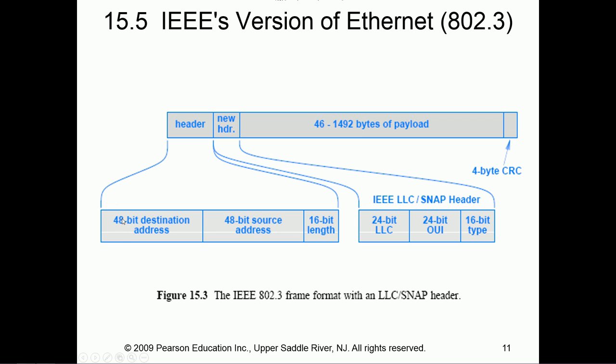48 bits or 6 bytes. 48 bits, 16 bits, 24, 24, 16, and that makes up our 64. While that doesn't completely make up our 64, that makes up a portion of it. Because here are 6 bytes, 6 bytes, 2 bytes, so that should be 14. Here's an additional 3, 3, and 2. So that's 22 bytes. That means we still have an additional 24 bytes for our header information to go. Because here, our bytes of payload is 46 forward.